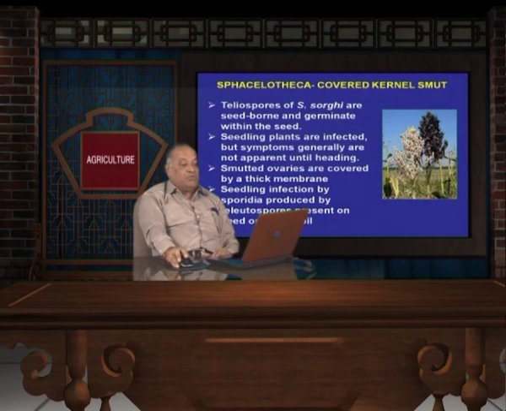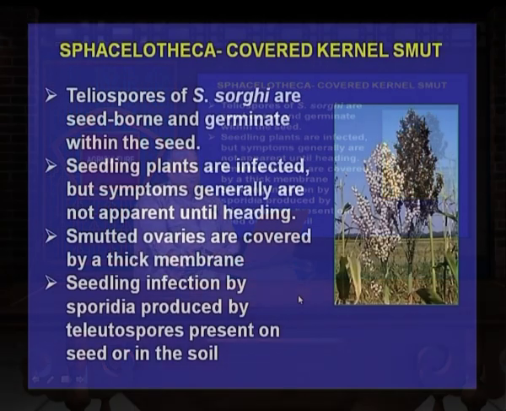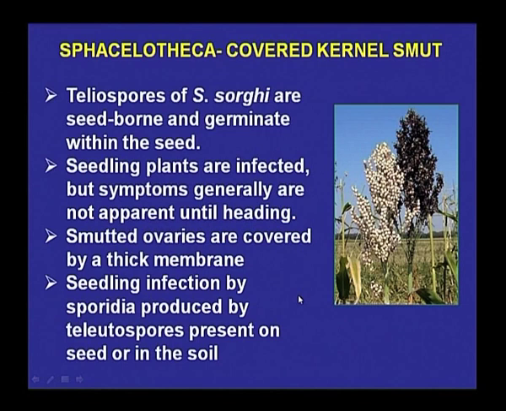This is the Sphacelotheca, or the covered kernel smut. In this, teliospores of Sphacelotheca sorghi are seed-borne and germinate within the seed. Seedling plants are infected, but symptoms generally are not apparent until heading. Smutted ovaries are covered by a thick membrane, and seedling infection is by sporidia produced by teliospores present on the seed or in the soil. Here we see the healthy panicle of the sorghum, and you see the affected portion completely black with the mold.